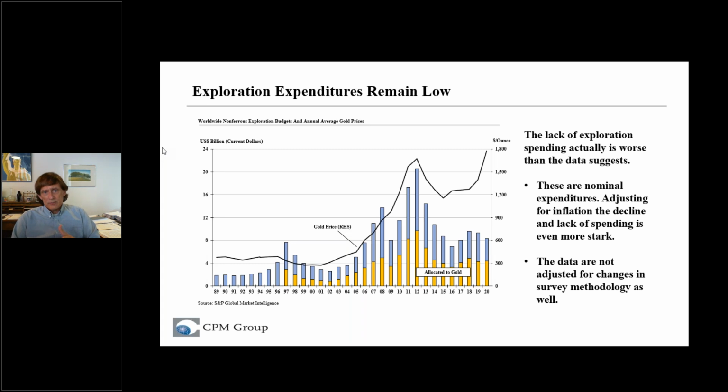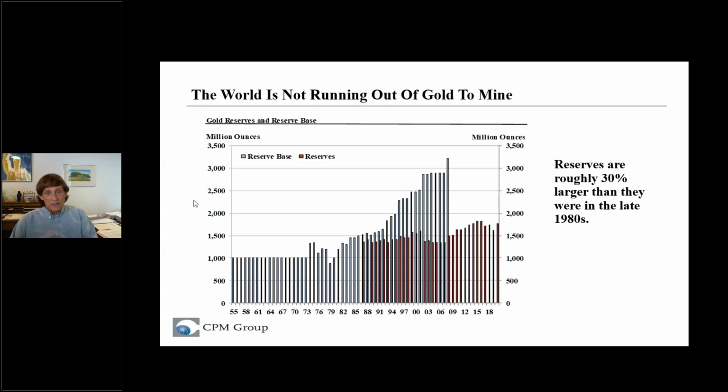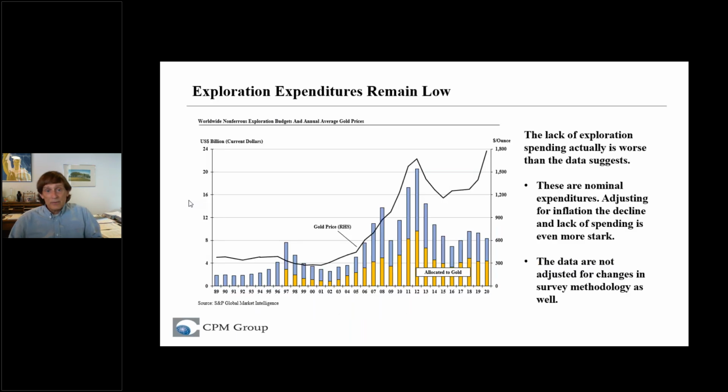Exploration expenditures remain low. It's not that mine production is falling because we're running out of gold. It's that mine production is falling because a lot of companies haven't been spending a lot of money on exploring for new properties, developing new properties and expanding existing properties. When people say, well, we haven't found any large gold mines in recent years, A, they're wrong, we have, but B, they don't understand that, and these are nominal expenditures.